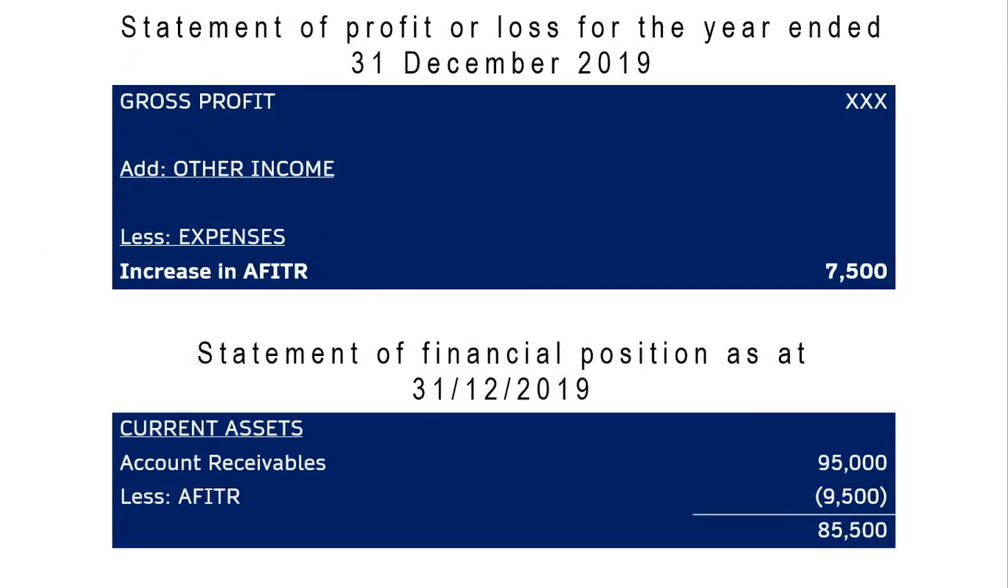Lastly, let's look at the statement of profit or loss and the statement of financial position after the adjustment. So in the expense part, we will include the increase in allowance for impairment of trade receivables by 7,500, and in the current asset part, we will include the allowance for impairment of trade receivables, a balance of 9,500. That's all. Thank you.